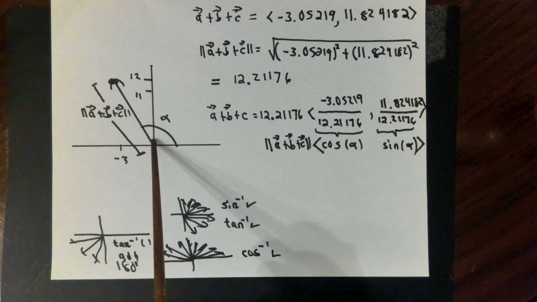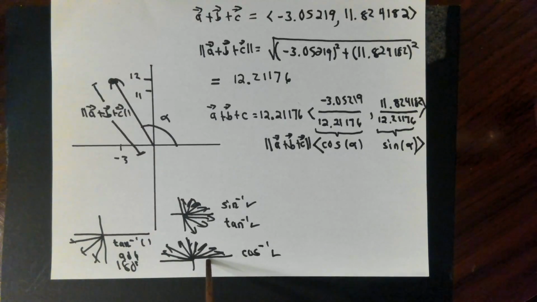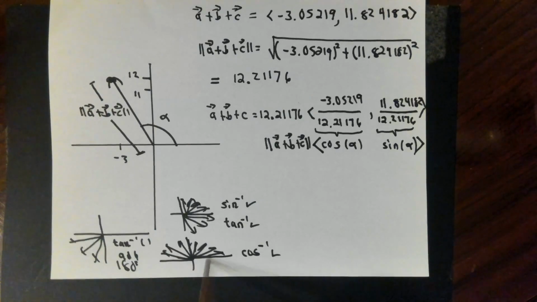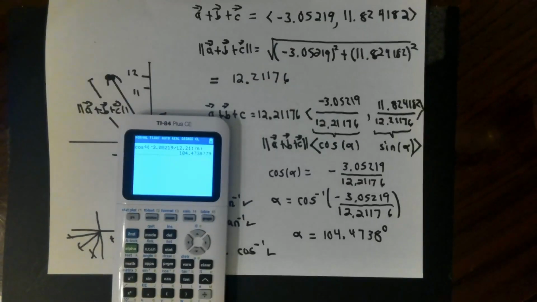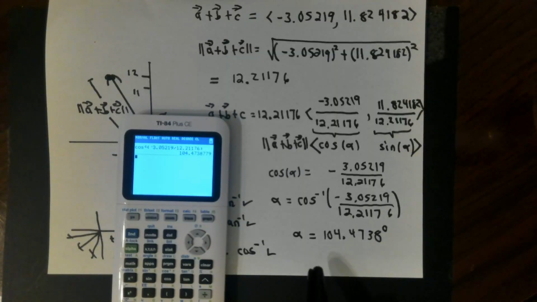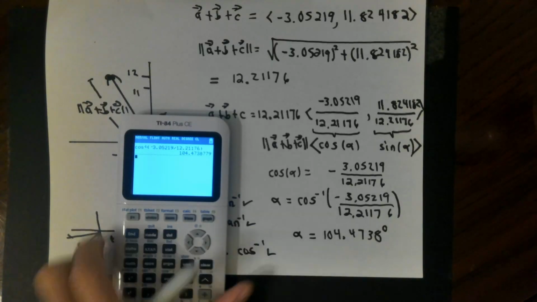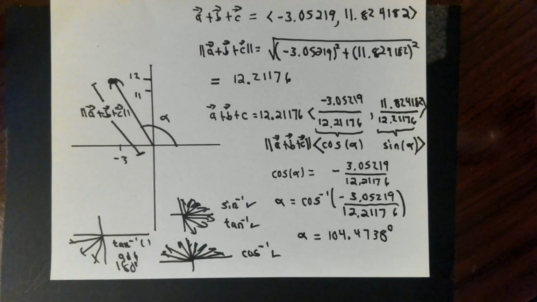Alpha is in the range 0 to 180 degrees. The inverse cosine can produce that angle, so that's the one that I want to go after here. Doing the inverse cosine of this number ends up telling me that the alpha needs to be 104.47 degrees. If you look at the picture, that is consistent with this calculation. The actual alpha is obviously bigger than 90 degrees, but not as big as 180 degrees.